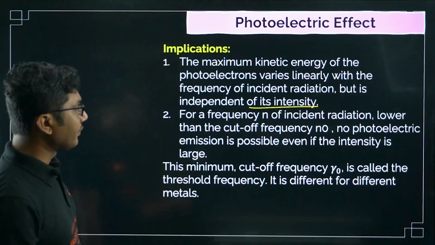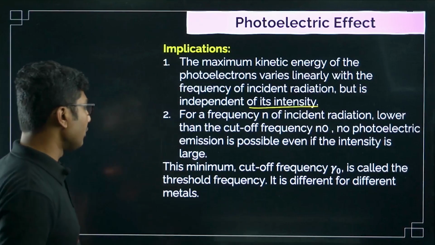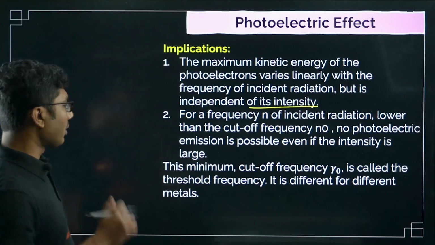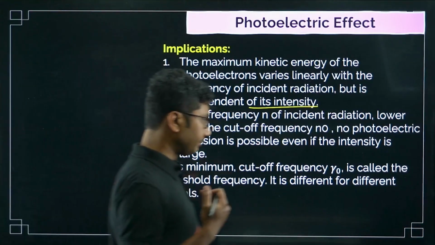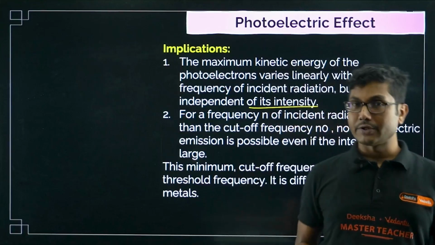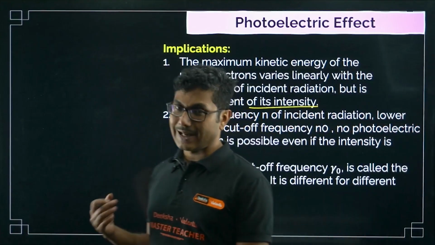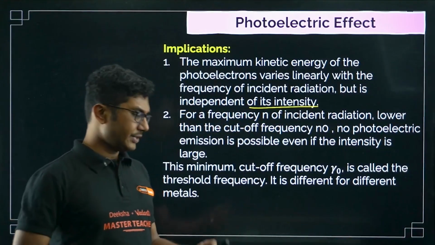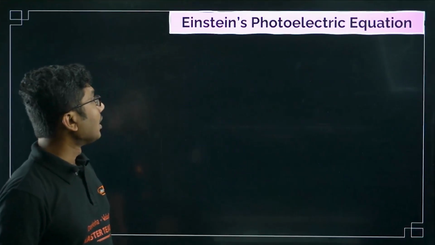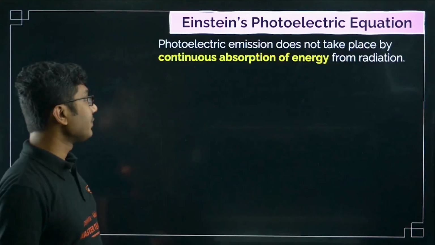The minimum cutoff frequency nu naught is called threshold frequency. It is different for different metals. So threshold frequency or cutoff frequency is different for different metals, and the official name is threshold frequency. Now Einstein's photoelectric emission, very important.